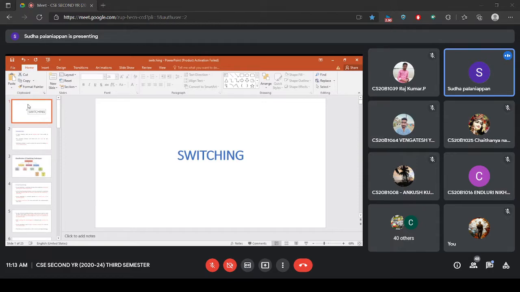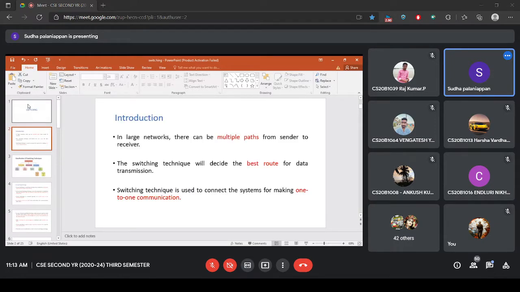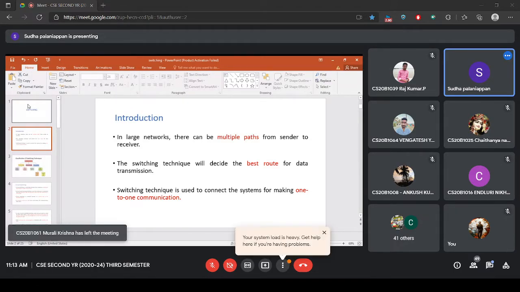Okay, let's start switching techniques. Introduction. I think I have given the introduction of switching in the last session. Anyhow, we'll start from the switching introduction.